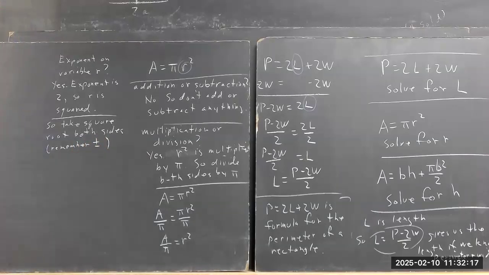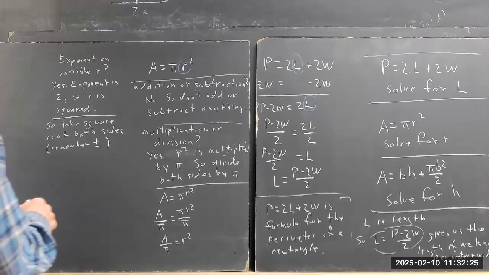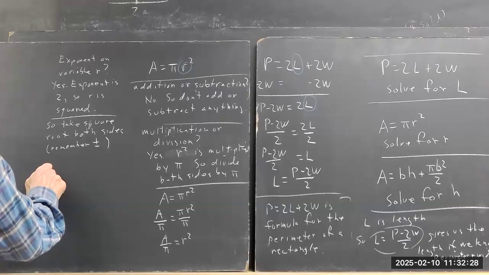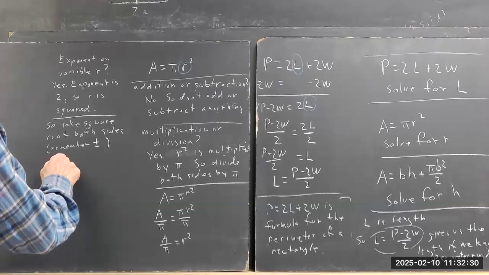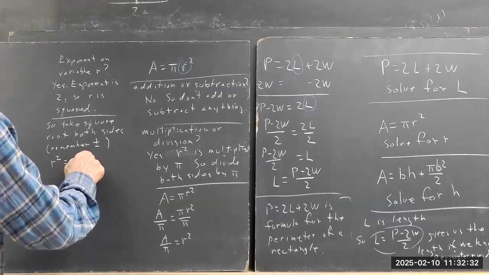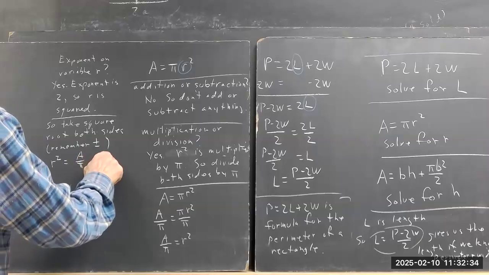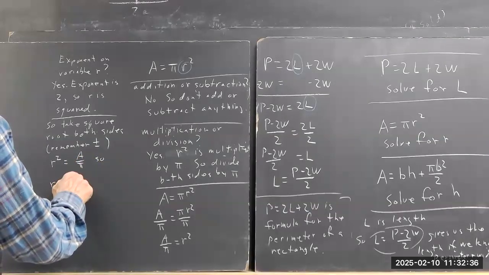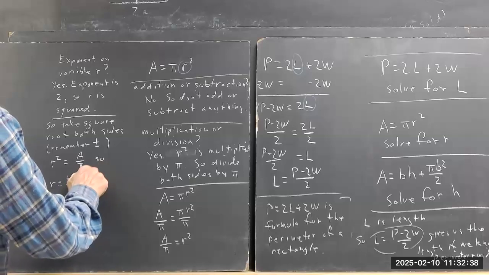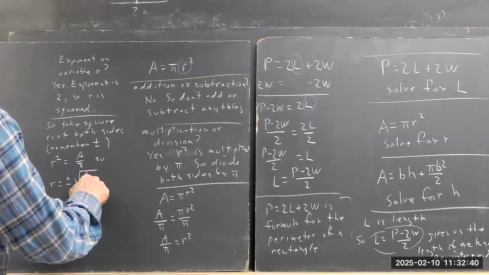Take the square root of both sides. Remember that you're going to have a plus or minus. You always have a plus or minus when you take the square root of both sides. So we have r squared equals A over pi. So r equals plus or minus the square root of A over pi.